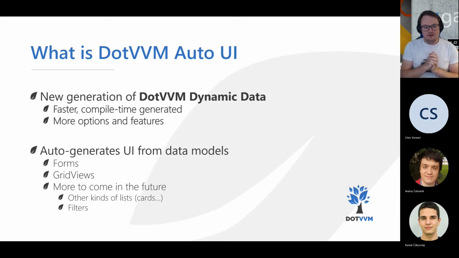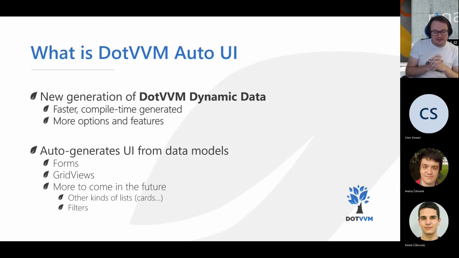DotVVM Dynamic Data was working mostly at runtime. So it was using reflection, and basically it scanned the C# class you are trying to display, and based on some data attributes on the C# properties, it was generating the UI. The problem was that this was done at runtime. So for every HTTP request, there were a lot of reflection calls, which wasn't very fast. And also, there wasn't a very good debugging experience. Some of the APIs weren't designed in a good manner.